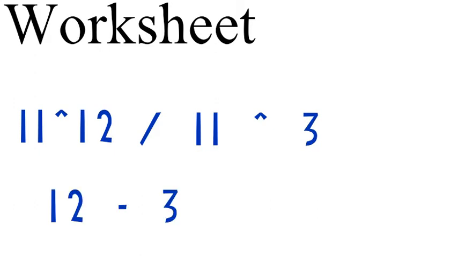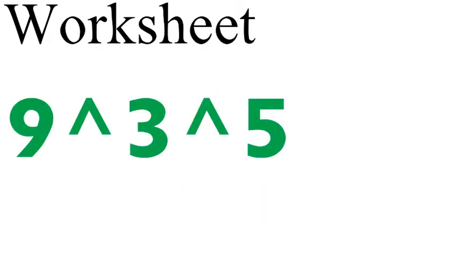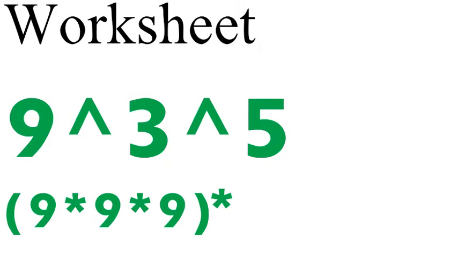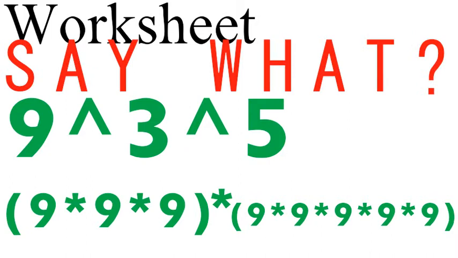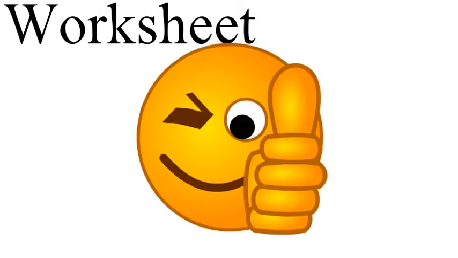Yes, you're right. So the answer is 11 to the 9. Now if you have 9 cubed to the power of 5, we can apply the same strategy. It becomes 9 times 9 times 9 times 9 times 9 times 9 times 9 times 9. Yes, an exponent to an exponent is the same as a base to the power of exponent 1 times exponent 2. Now you see how easy exponents can be once you get the hang of it?